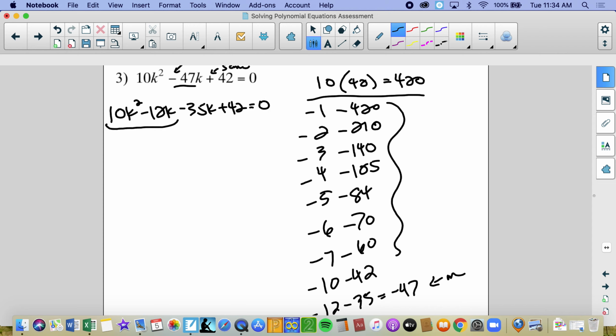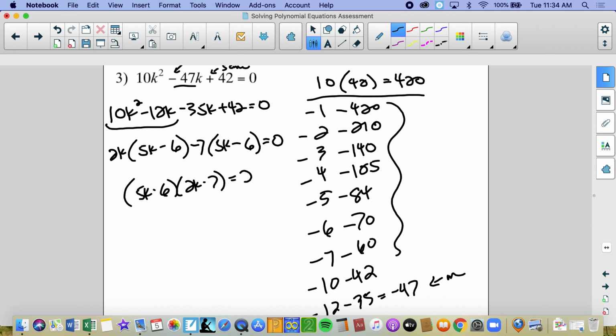Let's factor by grouping. We can take out a 2k, which gives me 5k minus 6. I can take out a negative 7, which gives me 5k minus 6 equals 0. We have a 5k minus 6, and we have a 2k minus 7 equals 0. So 5k minus 6 equals 0, 2k minus 7 equals 0.